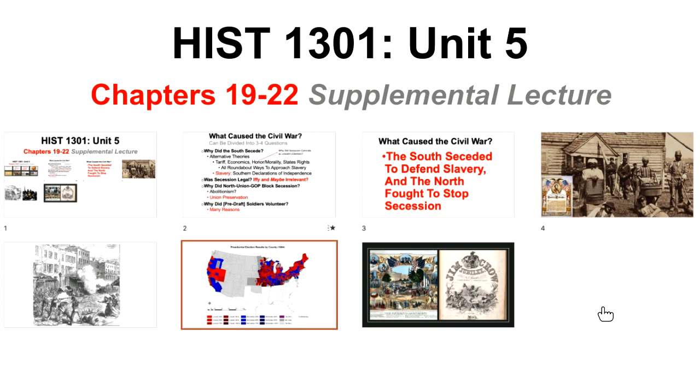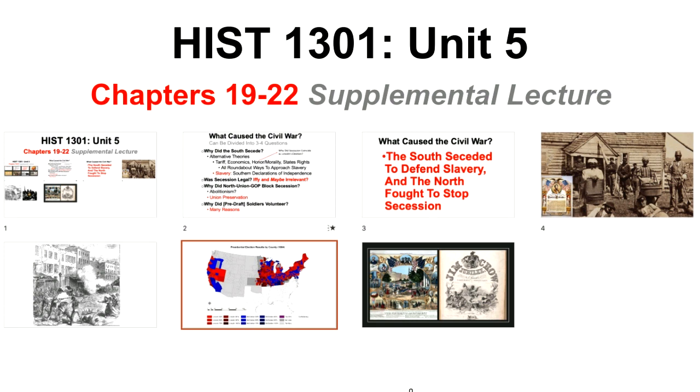Now we're going to focus on secession and the Civil War, and then move our way on up through Reconstruction, which is the period right after the Civil War, where the country was rebuilding itself, especially the South, which was really torn up by the war.